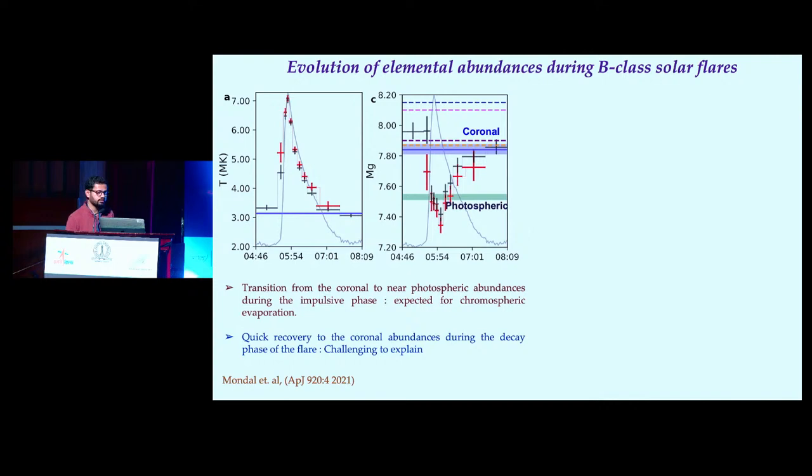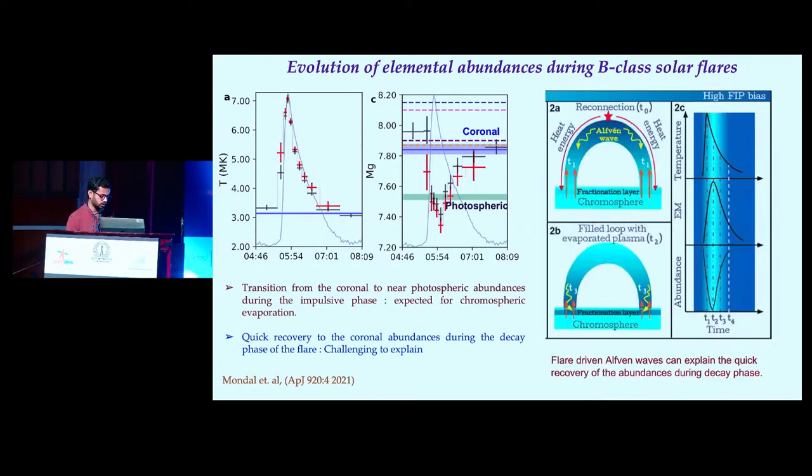For that, we have given two possible scenarios. One of the possible scenarios is based on the flare-driven Alfvén wave, as shown here in this cartoon. These waves are known conceptually, but they are yet to be detected observationally. So the FIP measurement, or the abundance measurement, could be an indirect observation of these flare-driven Alfvén waves.